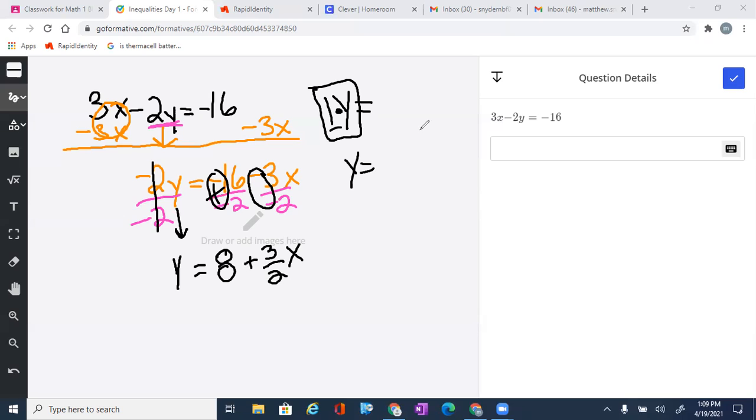2x. And what we've done now is, since y is alone by itself on that left-hand side, we have isolated y. We now have the equation for y.